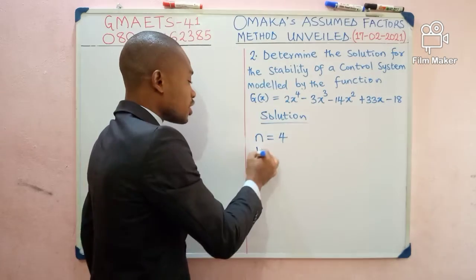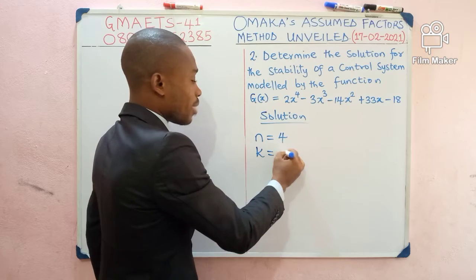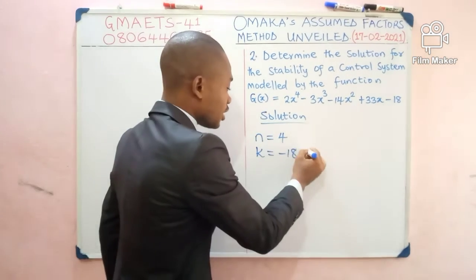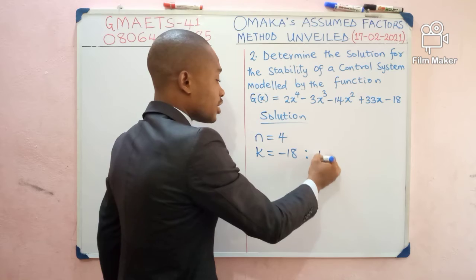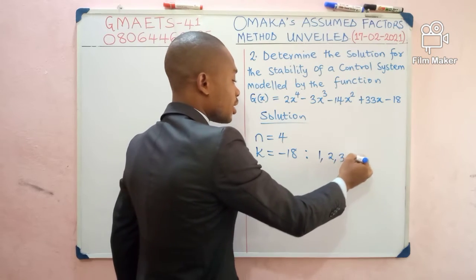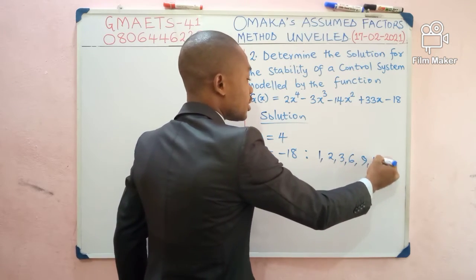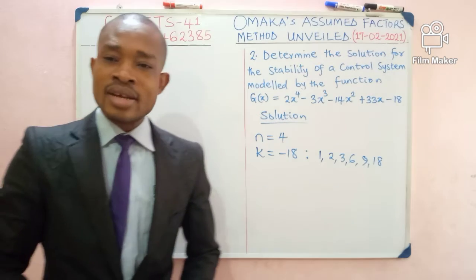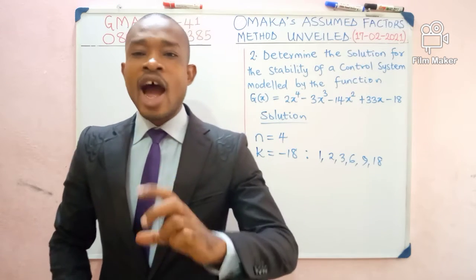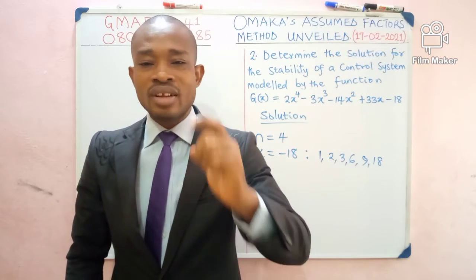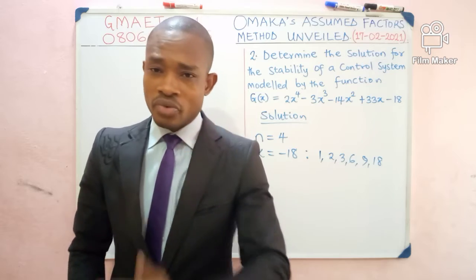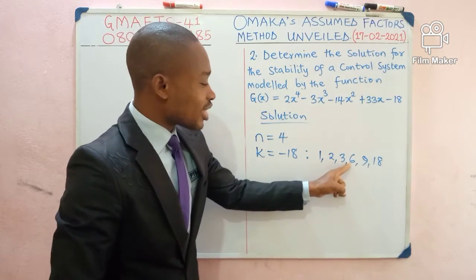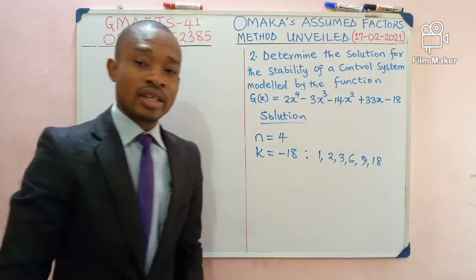The constant term, which is independent of x, there is what? Minus 18. Now we're going to get the factors of minus 18 quickly. Factors of minus 18 are 1, 2, 3, 6, 9, and 18 itself. But take a look at something here. 6 and 9 as well as 18 are also reducible to the least prime factors 2 and 3. Which therefore means that these 2 and 3 can cover up for 6, 9, and 18.